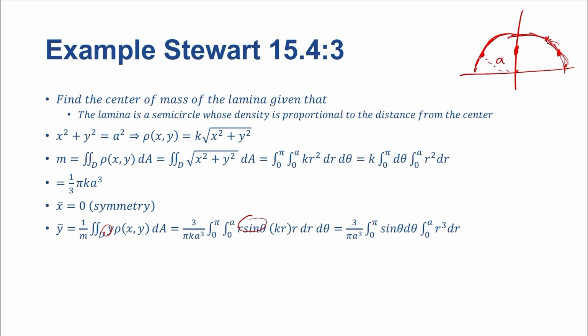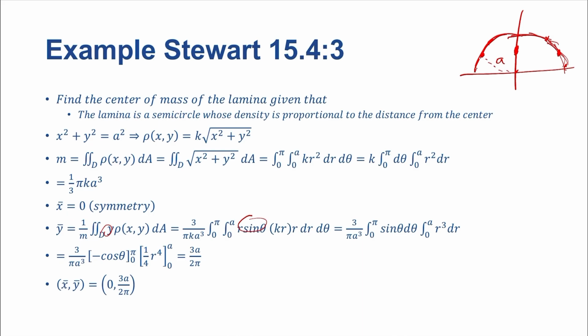And we can separate this into products of functions. We get 3 over pi a cubed times the integral from 0 to pi of sine theta d theta times the integral from 0 to a of r cubed dr. Now this gives us 3 over pi a cubed times the negative cosine of theta evaluated from 0 to pi, then times 1/4 r to the 4th between 0 and a, which gives us 3a over 2 pi. So this means that x bar comma y bar is going to be 0 comma 3a over 2 pi.